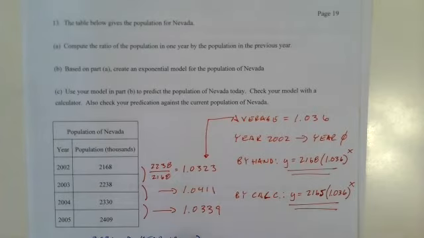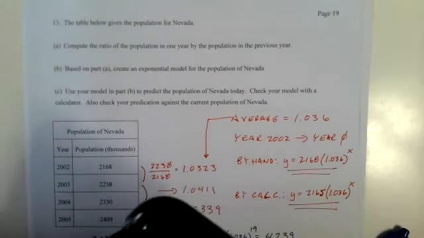Using the calculator, 2165 times 1.036 to the 19th equals 4239. Seems awfully big. 4239. By the way, it's in thousands, so 4,239,000 people. And then let's bust it out and see what we get.